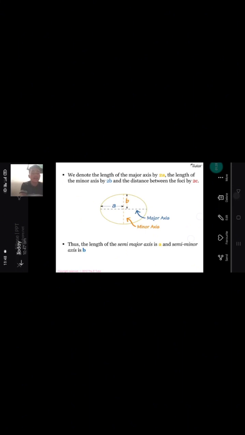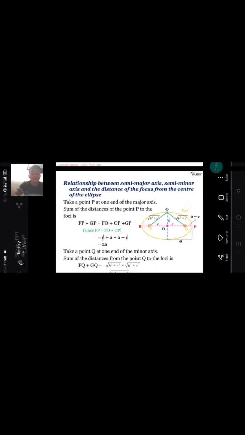Thus, the length of the semi-major axis is a, and the semi-minor axis is b. Now the relationship between the semi-minor axis and the distance of the focus from the center of the ellipse. Take a point P on the major axis. The sum of the distances of the point P to the foci is FP plus GP, which is equal to FO plus OP plus GP.